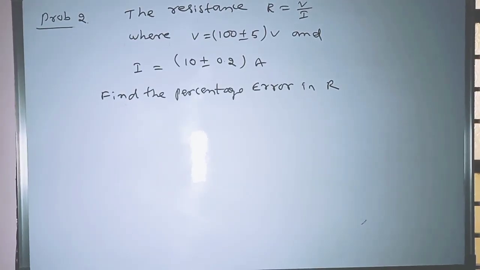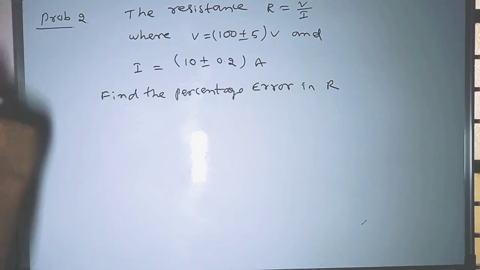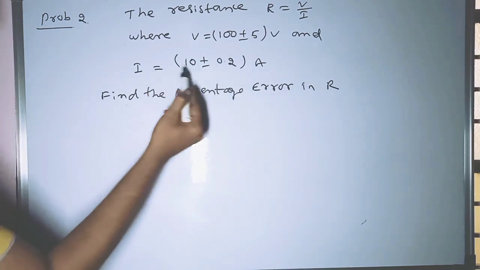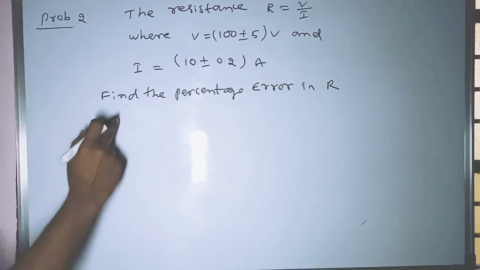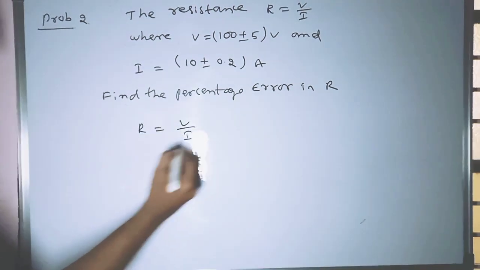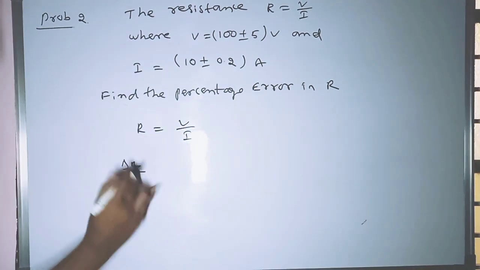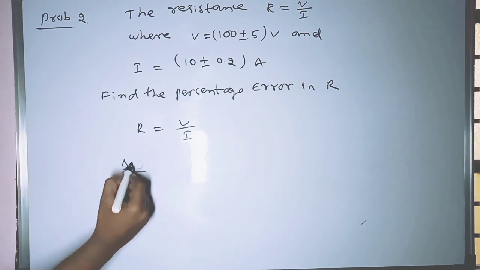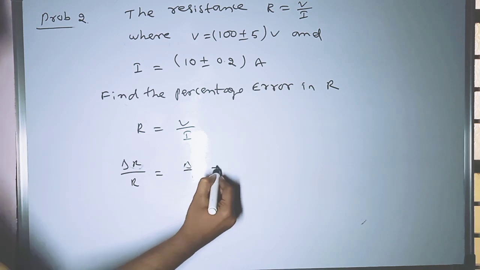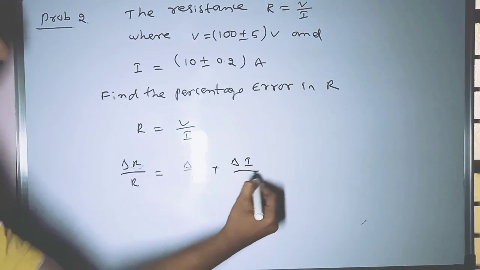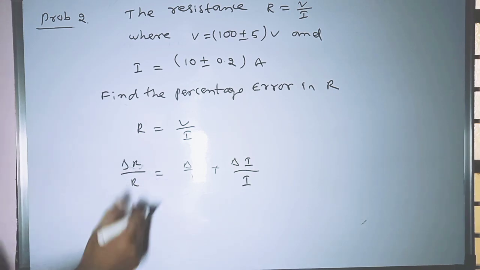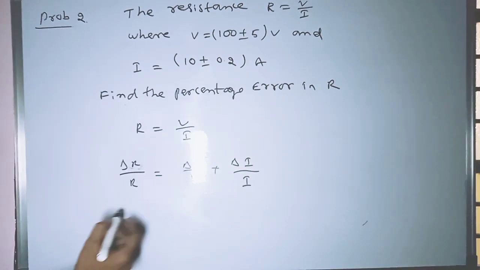This is the second problem. The resistance R is equal to V by I. Here V is equal to 100 plus or minus 5, and I is equal to 10 plus or minus 0.2. Find the percentage error. What is the formula? R is equal to V by I. So we have to write it in relative error: delta R by R is equal to delta V by V plus delta I by I. And we want the percentage error.